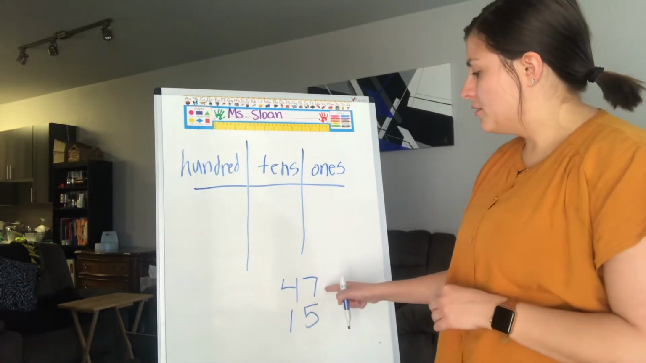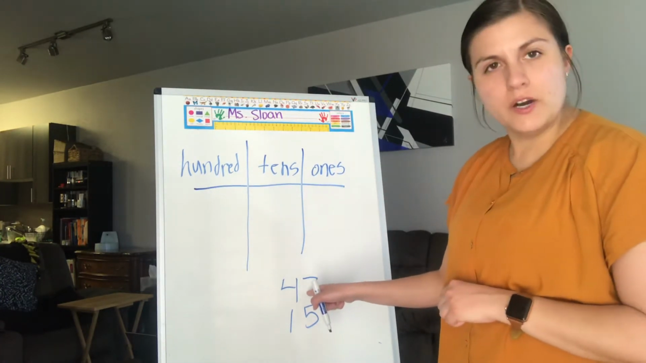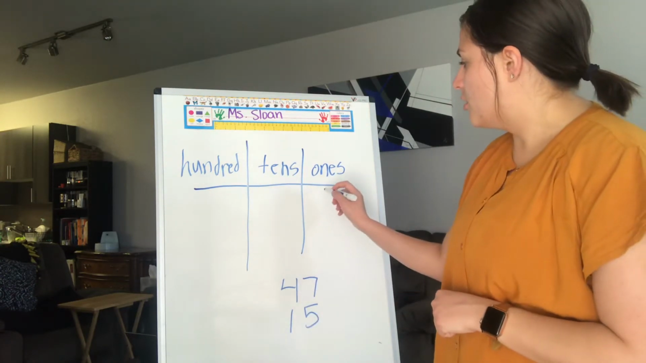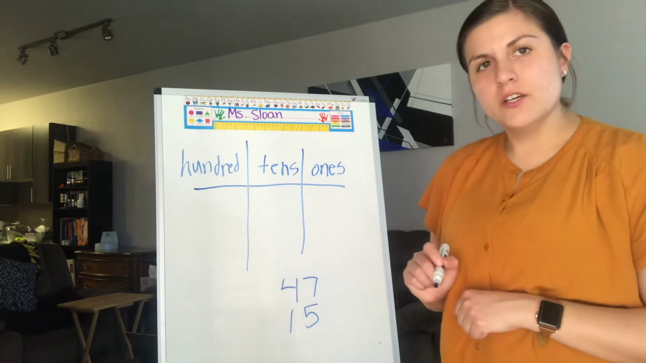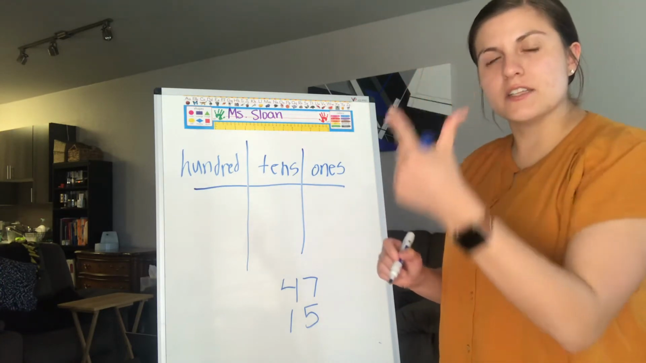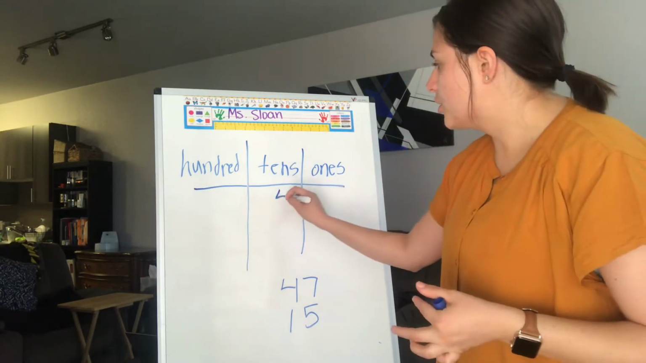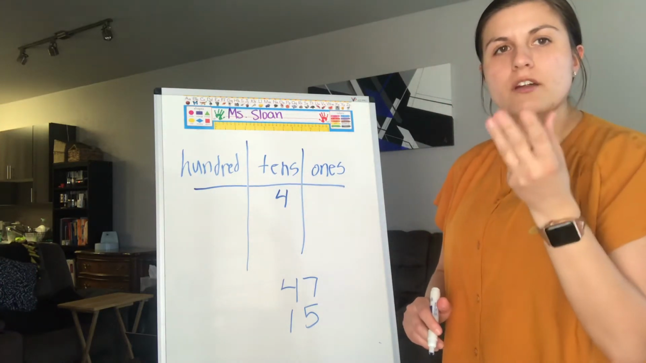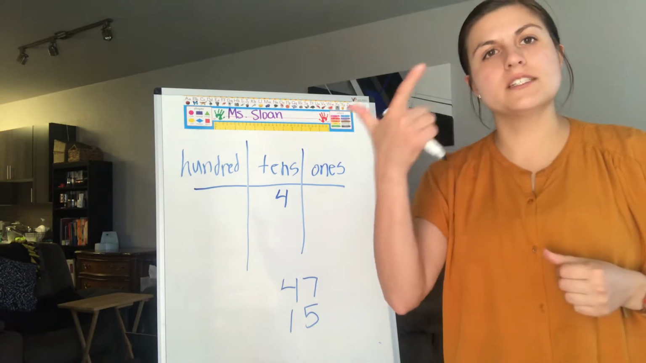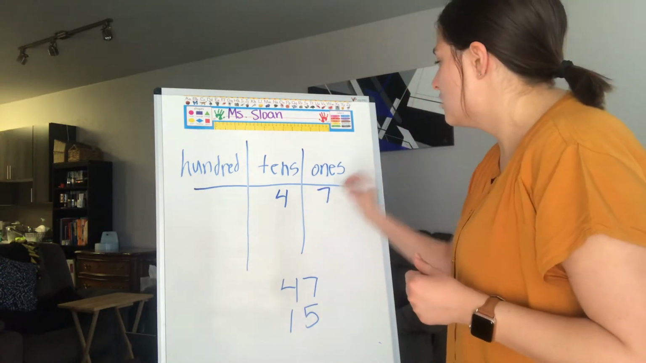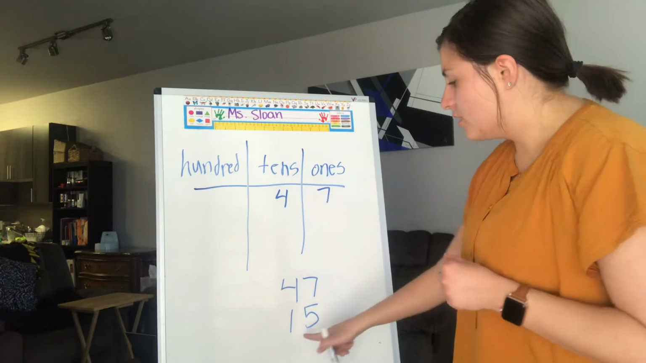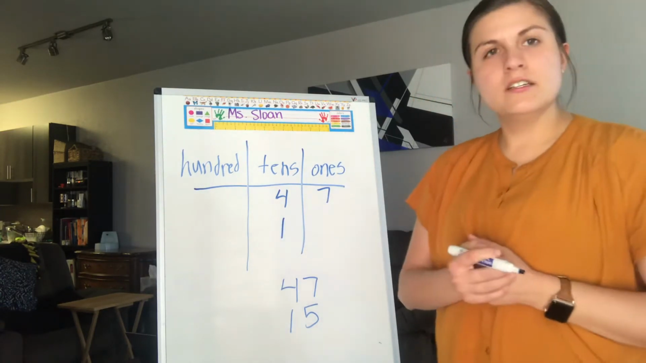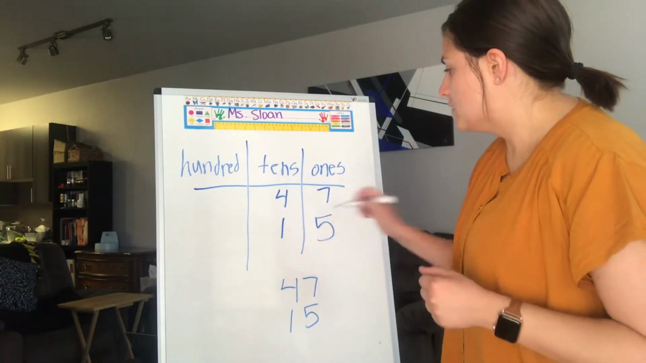So, 47, we've got 7 ones and 4 groups of 10. So we know when we count to 40, we have 10, 20, 30, 40. So 4 groups of 10, 41, 42, 43, 44, 45, 46, 47, and 7 ones. For the number 15, we know we've got 1 group of 10 and then 5 ones.